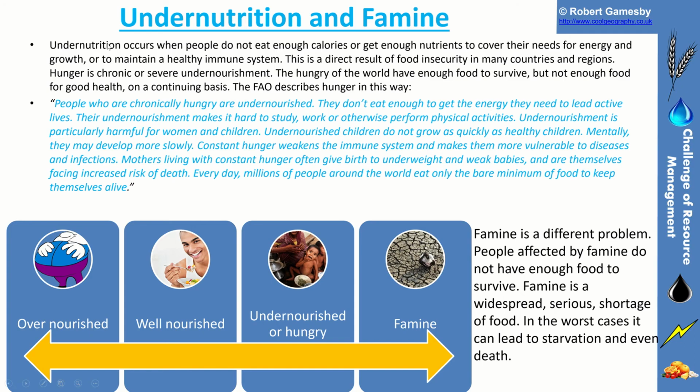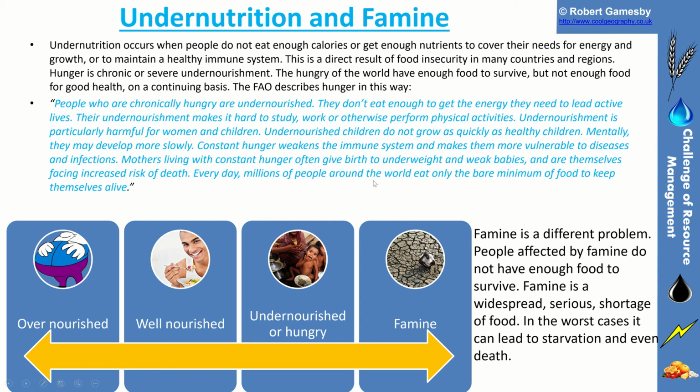So undernutrition occurs when people do not eat enough calories or get enough nutrients to cover their needs for energy and growth, or to maintain a healthy immune system. And that's a direct result of food insecurity in many countries and regions. And then hunger is chronic or severe undernourishment. Okay, and you can see a scale there from overnourished through to well-nourished, undernourished or hungry, and then right at the bottom of the scale you've got famine.